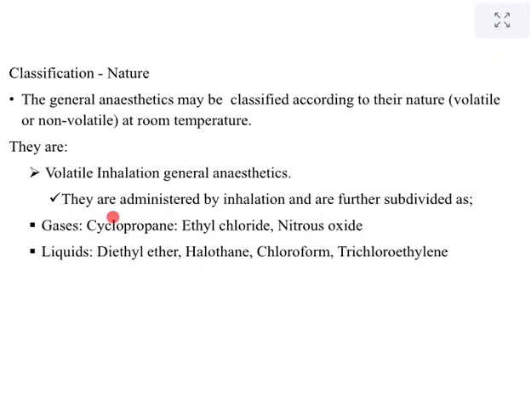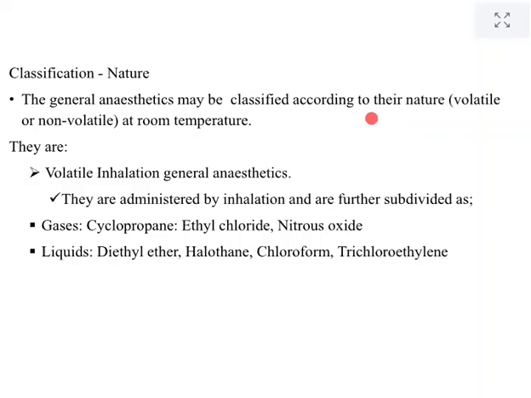Classification. One of the classifications we can do is as per the nature of the anesthetic. General anesthetics may be classified according to their nature, whereby you can have volatile or non-volatile at room temperature. They are volatile inhalation general anesthetics. So we have the first one: you can either classify them as volatile or non-volatile at room temperature.